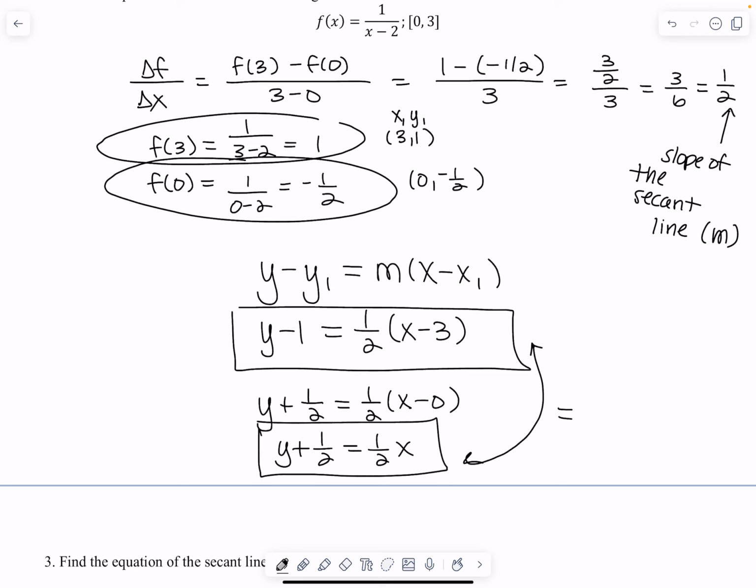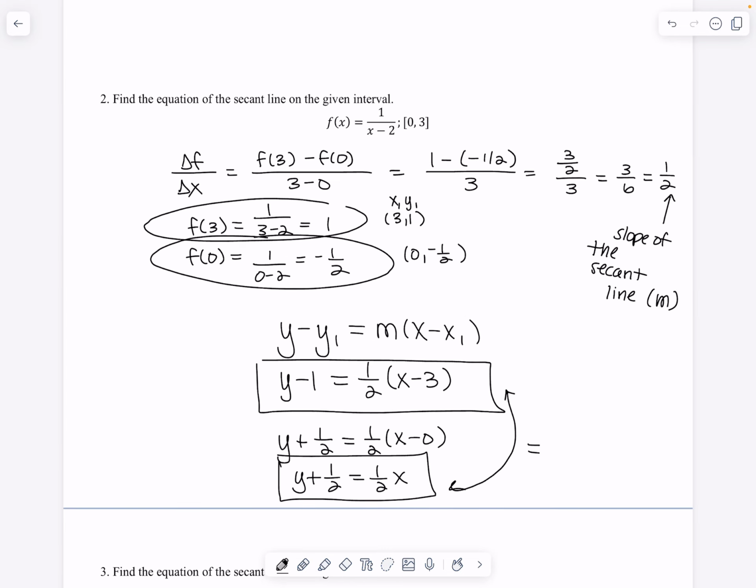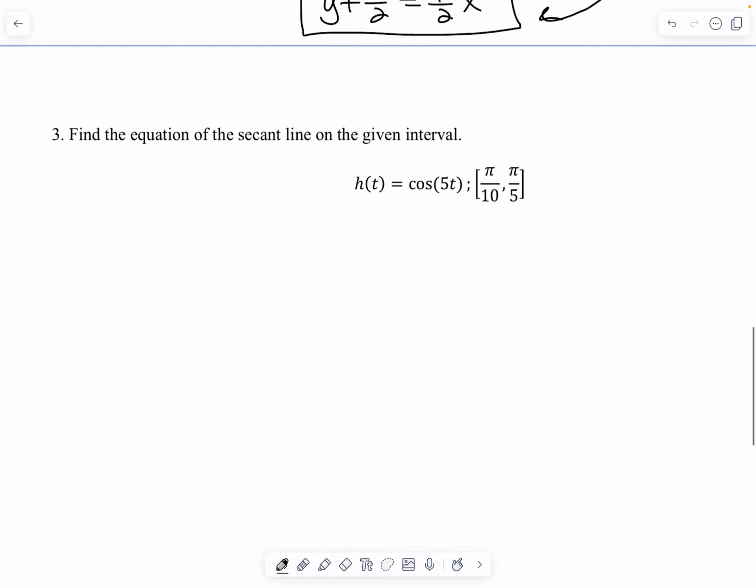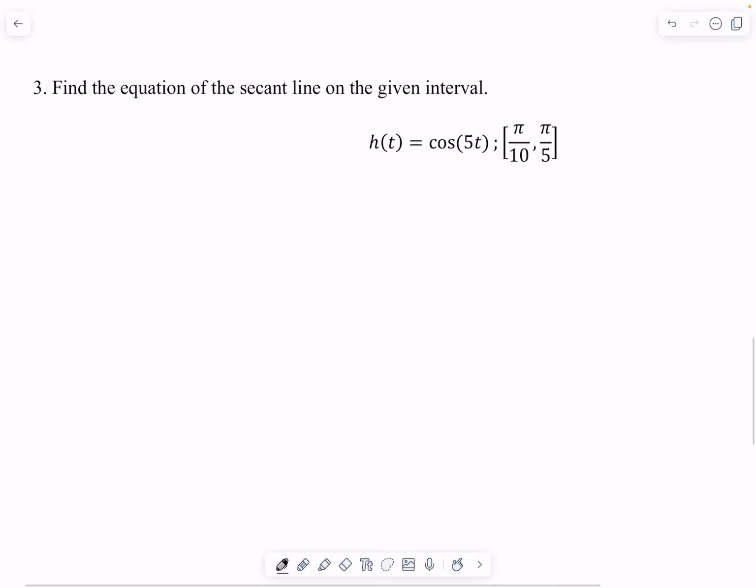It wouldn't matter which point you chose to use when writing the equation of your secant line. And then for number 3, I know it looks more complicated, and I saw a lot of homework submissions already that kind of just feel like people were not sure what to do. It's the same exact direction as above, right? We're writing the equation of the secant line, so we have to start by finding the slope.